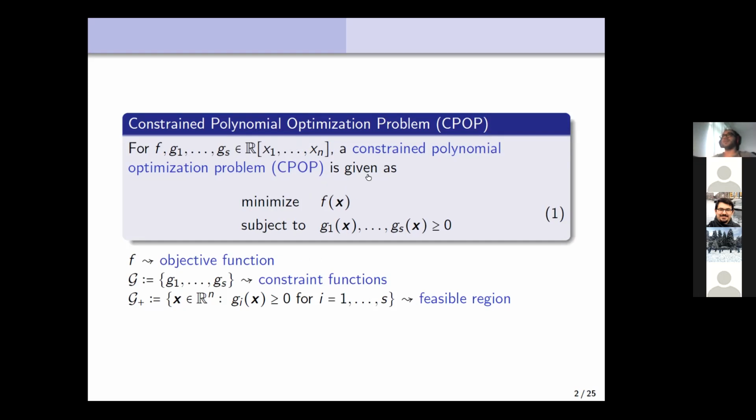So first of all, the constraint optimization problem is a maximization or minimization problem where your objective function is a polynomial with n variables, and your feasible region, that is the region defined by your constraint functions, is basically given by polynomials as well. If you have such a setting, then you basically have a constraint polynomial optimization problem.